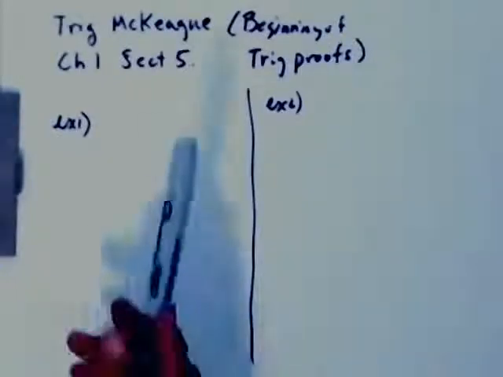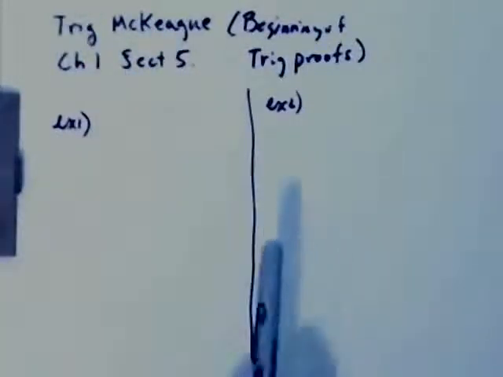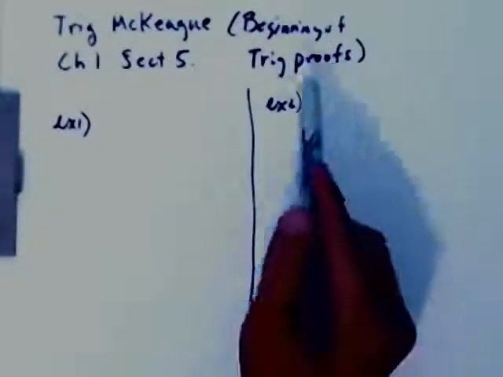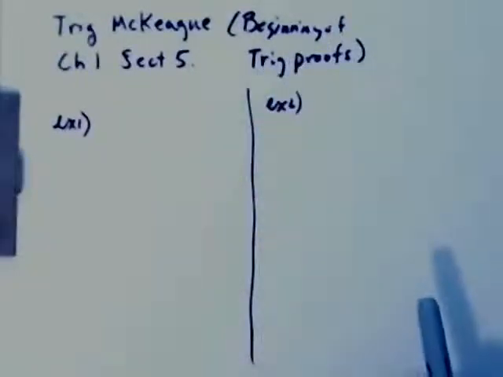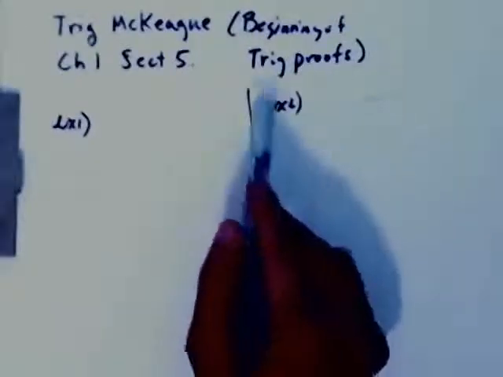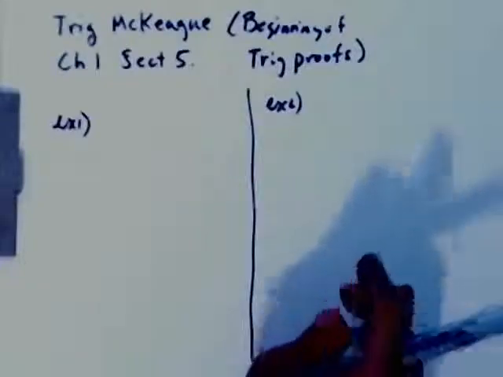We're going to do Trigonometry McKeague Chapter 1, Section 5. This is the beginning of the trigonometric proofs. It's the beginning of the proof, so it's not going to be that difficult once you get used to it, okay? And they're not very hard once you understand how it works.